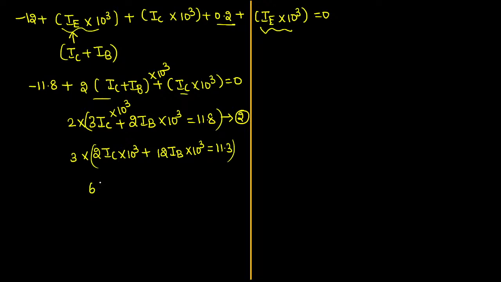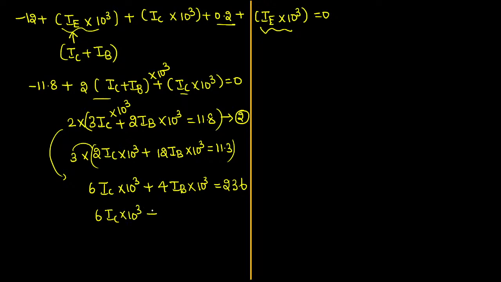Such that the first one will become 6 times IC into 10 power 3 plus 4 times IB into 10 power 3 equal to 23.6, right? So 11.8 into 2 will become 23.6. Yes, we are correct. Second, if I multiply it by 3, 6 times IC into 10 power 3 plus 3 times 12, which is 36 times base current IB into 10 power 3, equal to 3 times 11.3, which is 33.9.